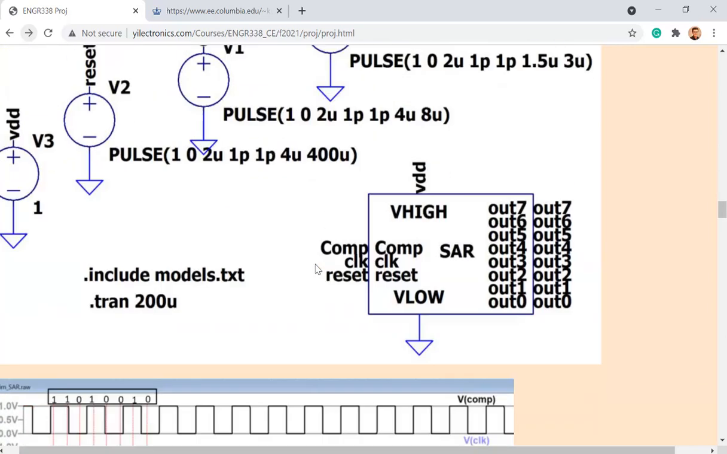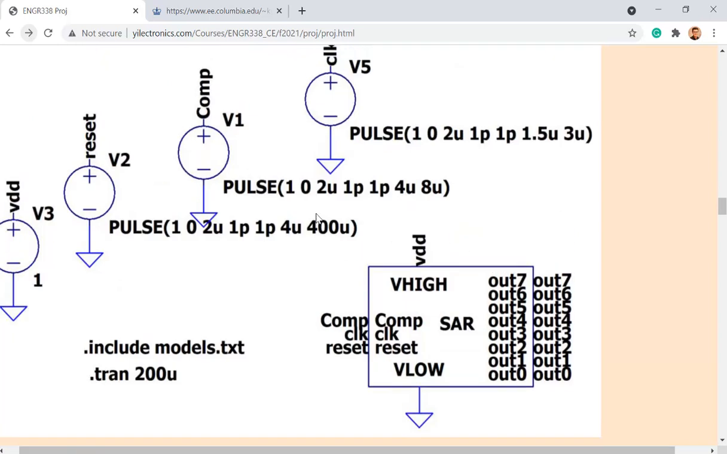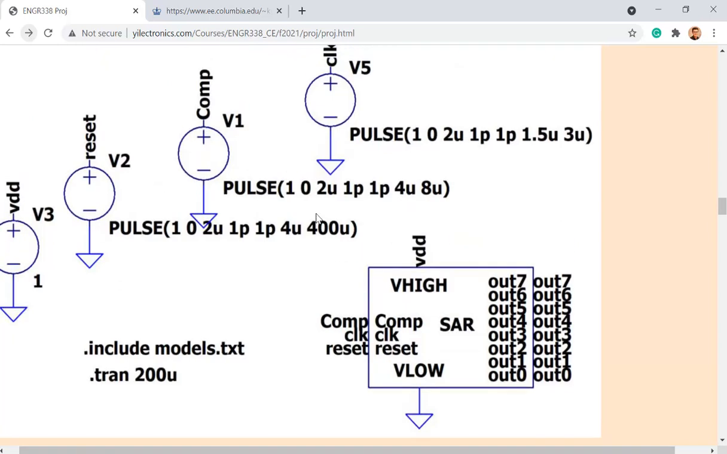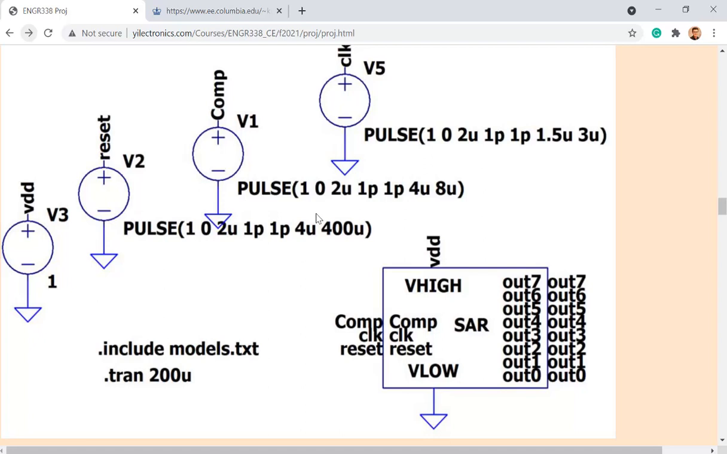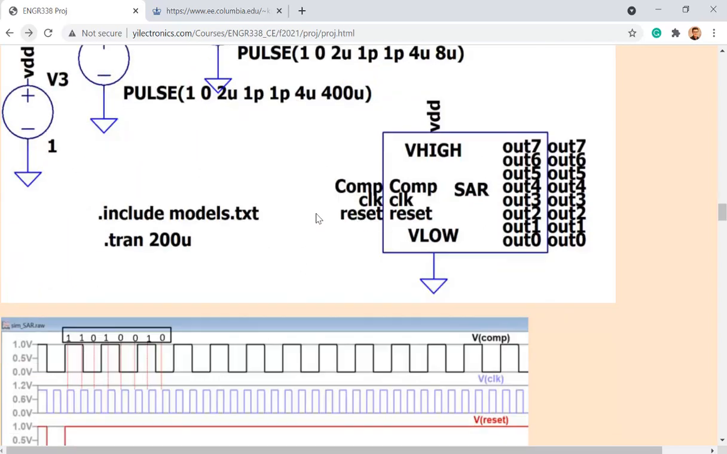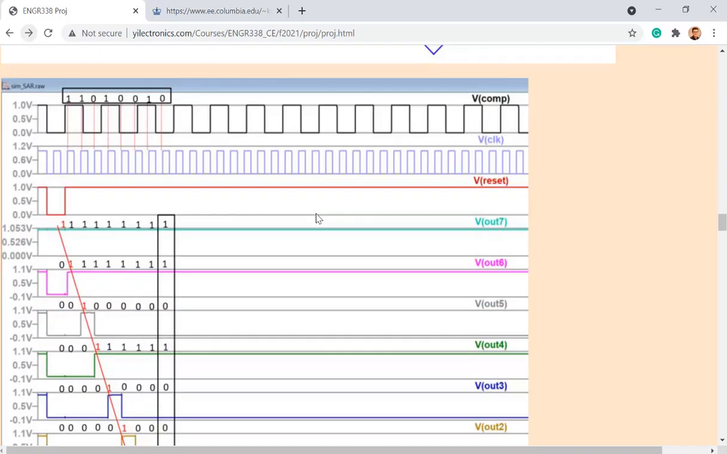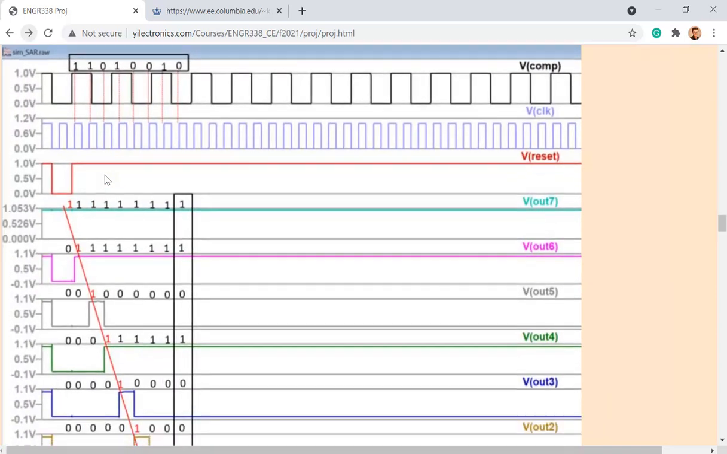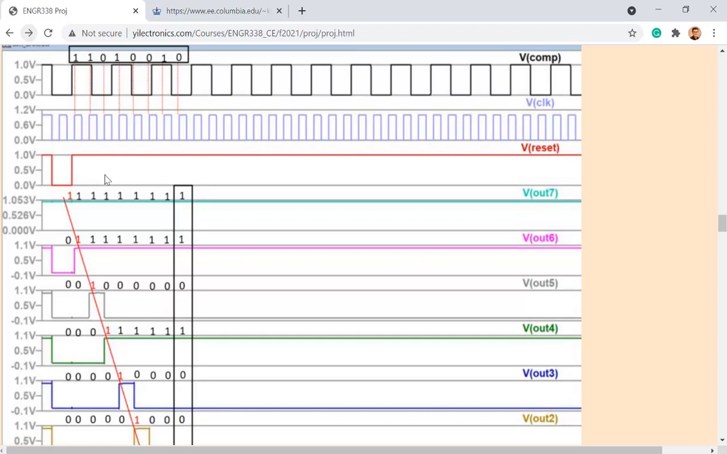Right, and make the SAR block, the circuits into the box, and run the simulations. You have to demonstrate, you have to simulate every single component in the SAR ADC in your report. You have to show similar stuff like this. And let's take a look at this waveform, see if that makes sense.